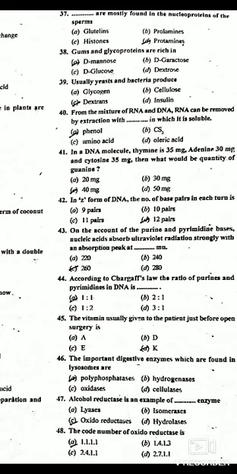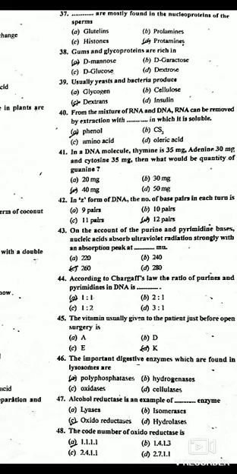40th question, from the mixture of RNA and DNA, RNA can be removed by the extraction with dash in which it is soluble, phenol, option A. 41, in a DNA molecule, thymine is 35 mg, adenine 30 mg and cytosine 35 mg. Then what would be the quantity of guanine? इसमें 40 का फ्रूट लगेगा, ऑप्शन सी 40 मिलीग्राम. इसमें जी यूनिट की जो क्वांटिटी होती है वो इक्वल टू साइटोसिन के बराबर होगी. तो 40 मिलीग्राम, रेशो सेम रहना चाहिए, तो दोनों साइड का जो रेशो है वो इक्वल होना चाहिए.